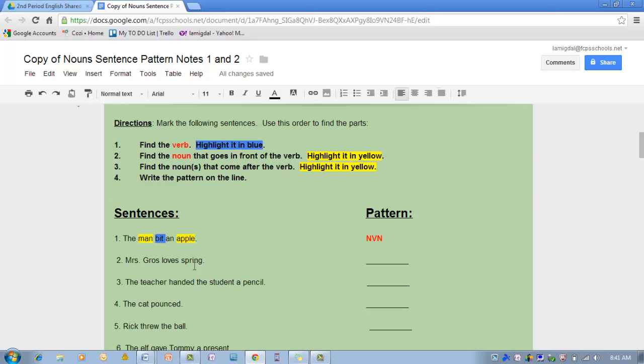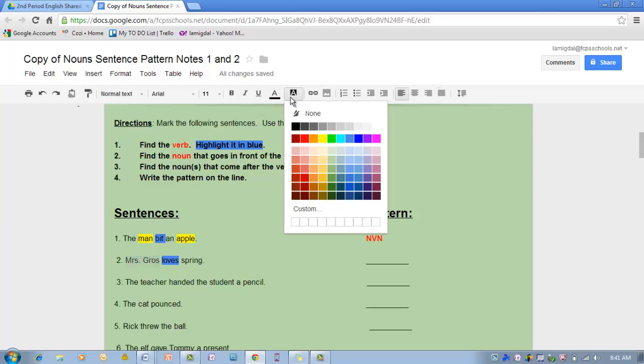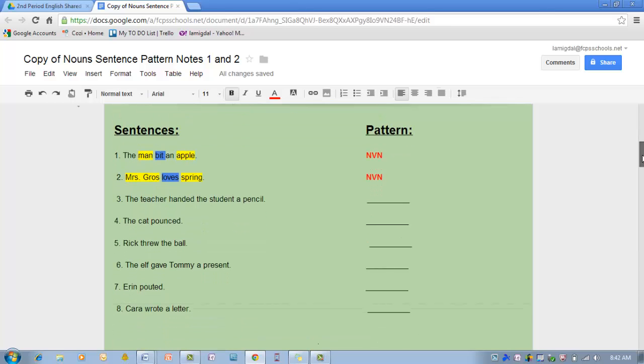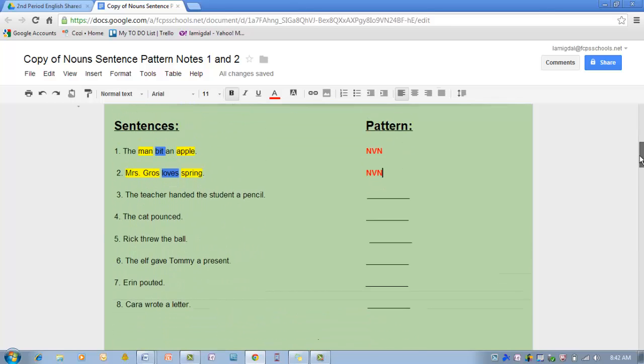All right, Mrs. Gross loves spring. Well, the action here is loves, so I'm going to highlight that in blue. And then I'm going to go in front and find Mrs. Gross, and she's a person, so we know she's a noun. Going to go after, and it's spring, and that also is a noun, so we're going to highlight that in yellow. And then I can again see noun, verb, noun. So I'm actually just going to go here, Control C, which is copy, and I'm going to Control V, which is paste. All right, why don't you turn the video off, and I want you to do number 3 through 8, and then come back and check your answers.